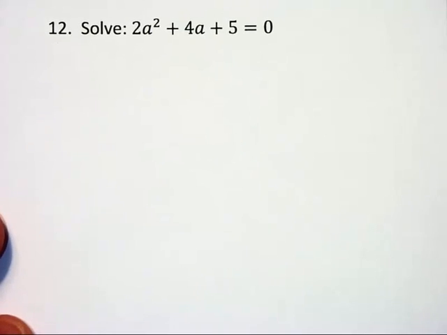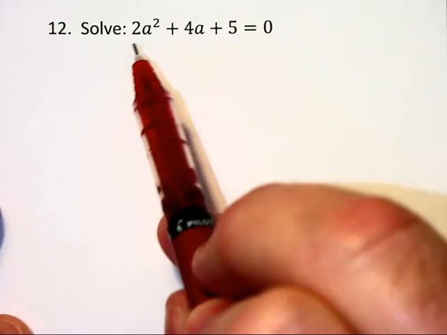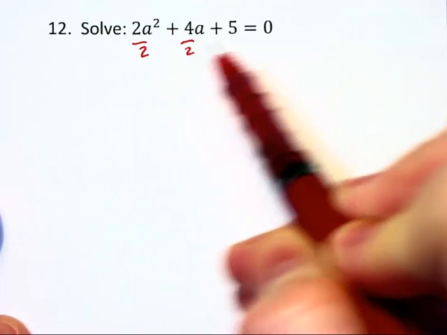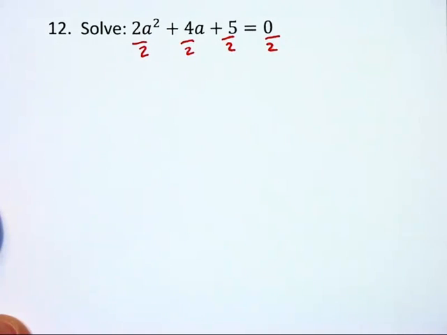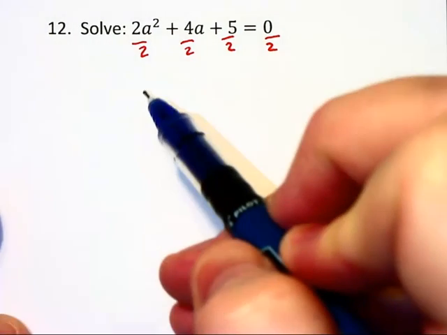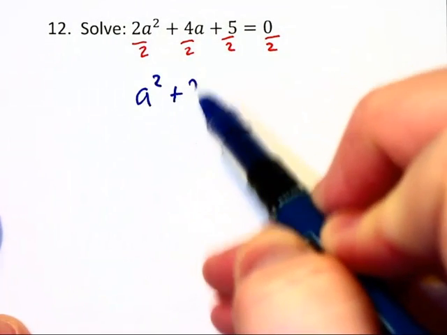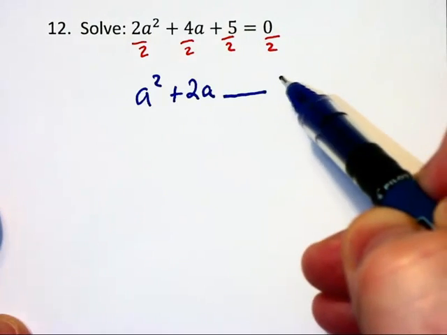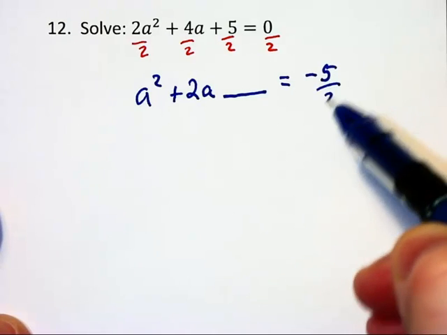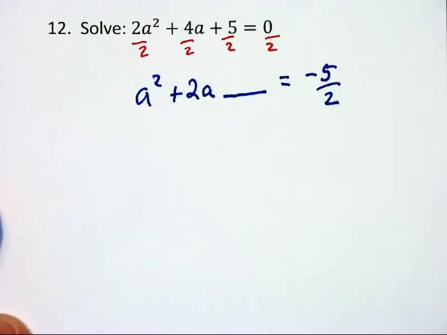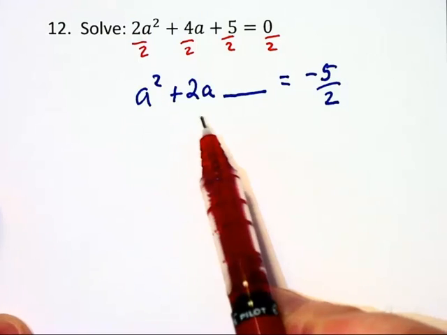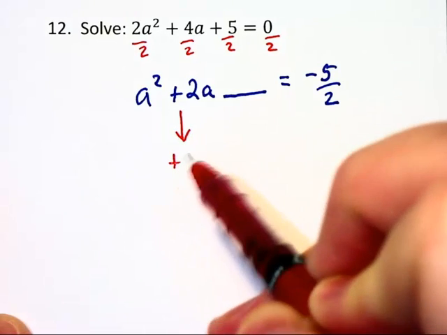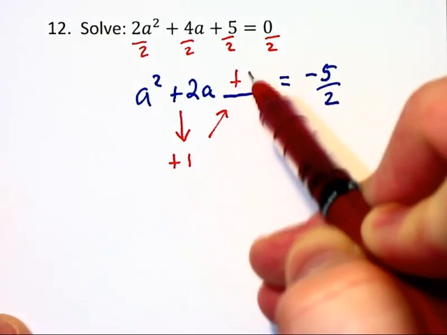Now let's move on to another problem, but this time it's got a leading coefficient of 2. It's in standard form already. I want to divide off the leading coefficient through the whole problem. Now what I'm going to have is a squared plus 2a. I'm going to leave a blank there, subtract the 5 halves to the other side, and make that minus 5 halves on the right. Now that I don't have a leading coefficient, I can cut the coefficient in front of a in half. 2 will cut in half to a 1, which squares to a 1.